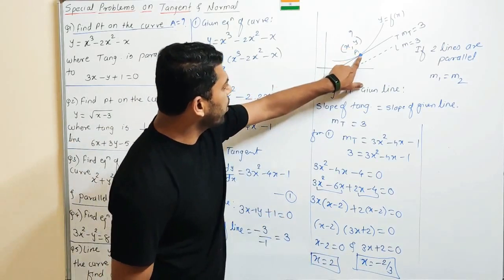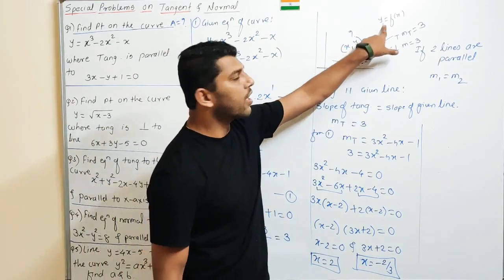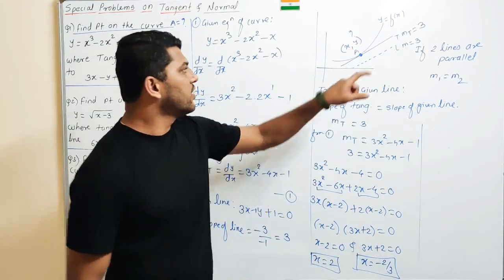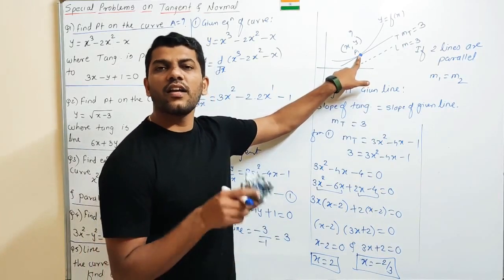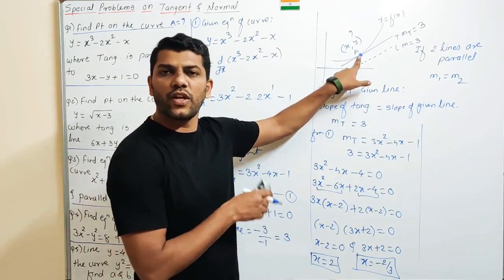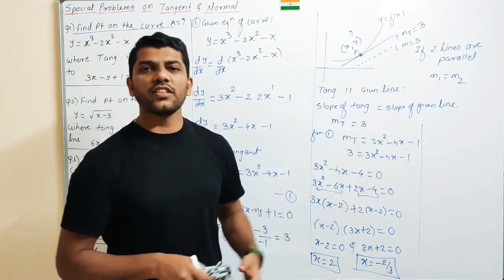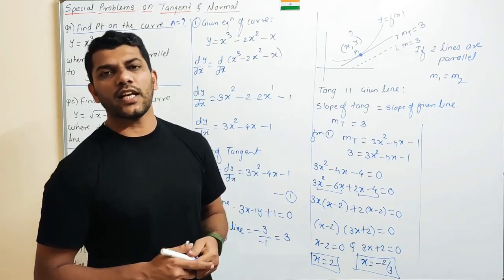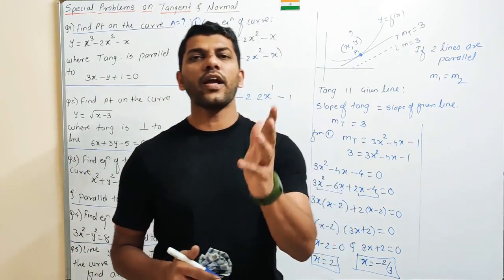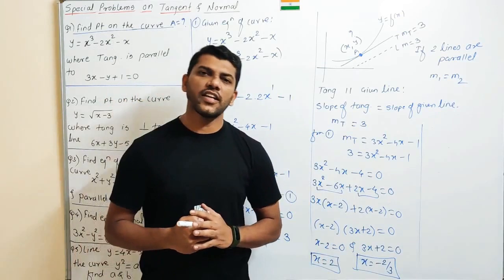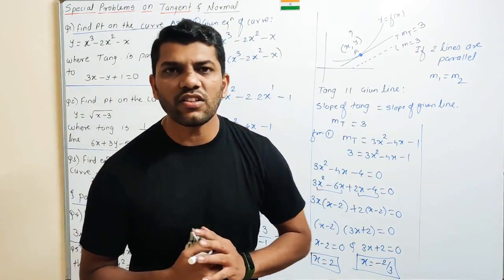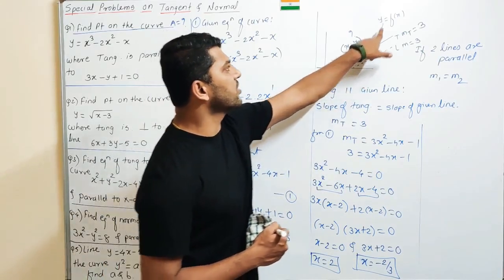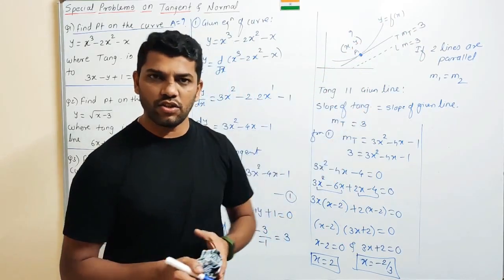See, understand, this point A lies on the graph. This means this point must satisfy the equation of the curve, or the equation of the graph. This is a rule from the locus. If a point lies on the locus, then it must satisfy the equation of the locus. If a point lies on the circle, it will satisfy the equation of the circle. If a point lies on the parabola, it will satisfy the equation of the parabola. If a point lies on this curve, then it will satisfy the equation of that curve.